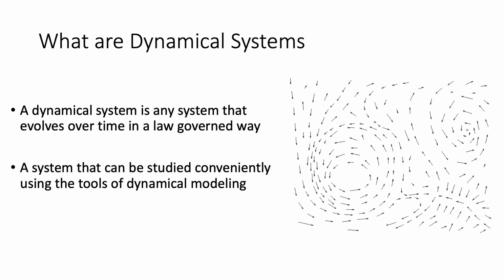So the second part of defining a dynamical system would be a system that can be studied conveniently using the tools of dynamical modeling. And dynamical modeling exploits powerful mathematical machinery to understand how certain types of natural phenomena evolve over time. For example, Newtonian mechanics or an HVAC system, which we'll further explore when discussing attractors on the next slide.